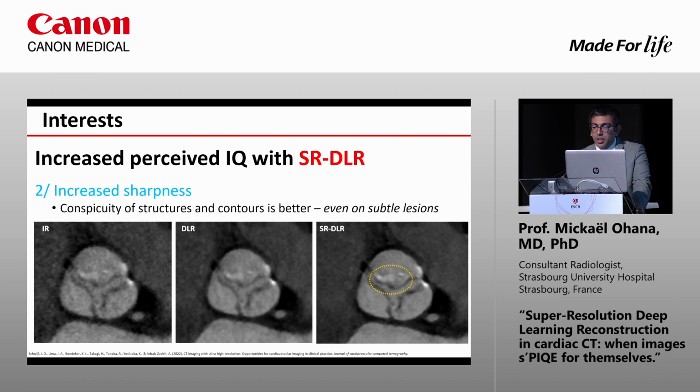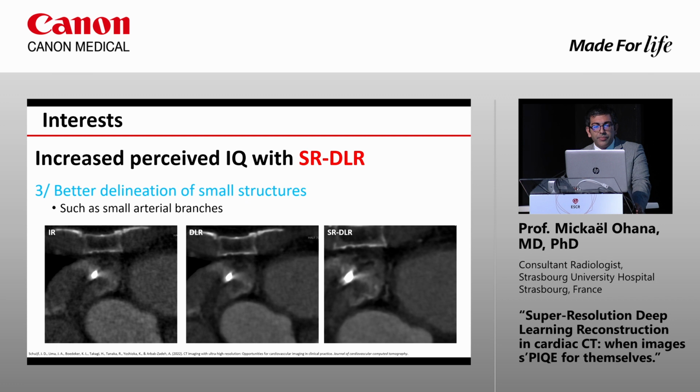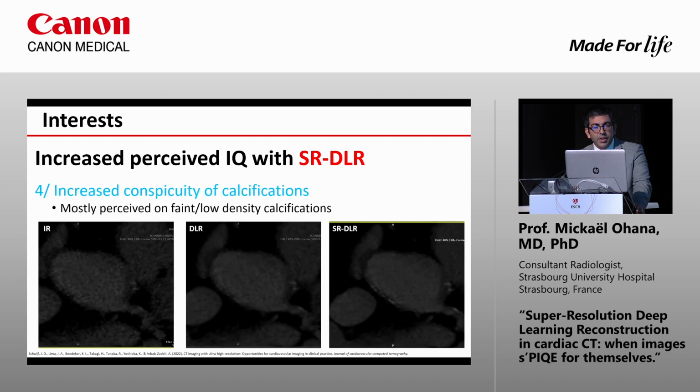Even on some subtle lesions, here some faintly calcified cusps in the aortic valve. This is also working in curved MPR, where the contours are better. Third, you have a better delineation of small structures, such as the small arterial branches, as seen here, or as seen here. And finally, you have an increased conspicuity of calcification, which means that even low or faint calcifications will be better seen with SR-DLR compared with DLR or ER.